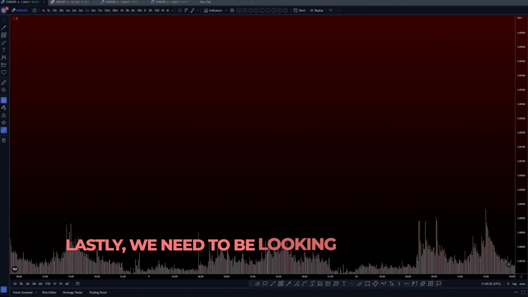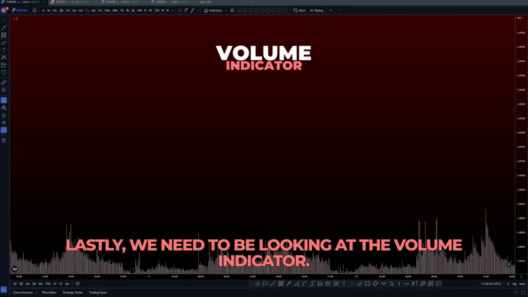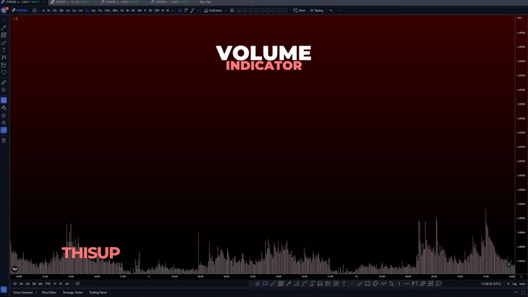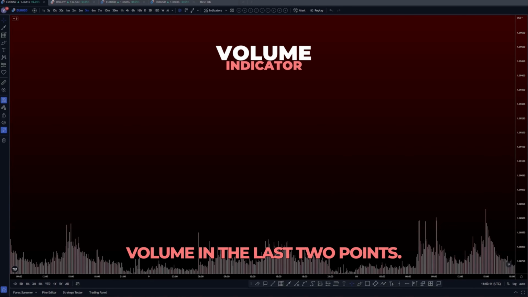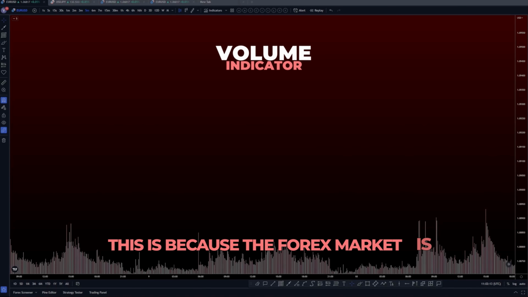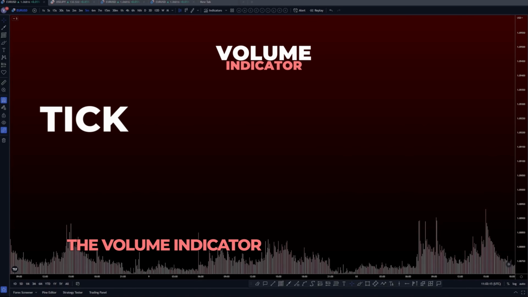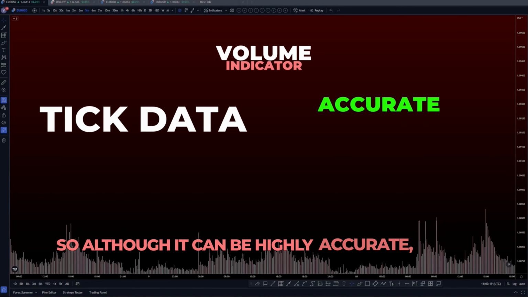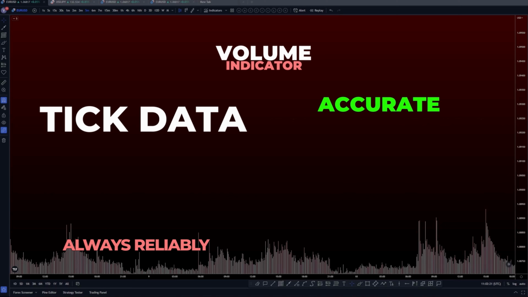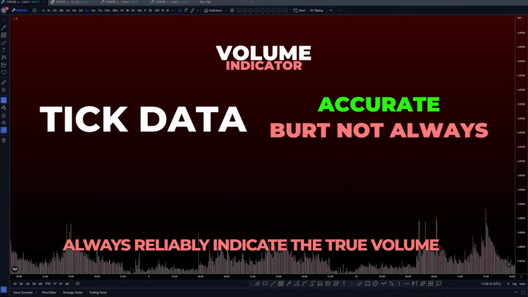Lastly, we need to be looking at the volume indicator. Now, you might be confused why I've brought this up last, as we've been clearly discussing volume in the last 2 points. This is because the Forex market is decentralized and the volume indicator is simulated based on tick data. So although it can be highly accurate, it does not always reliably indicate the true volume of the market.